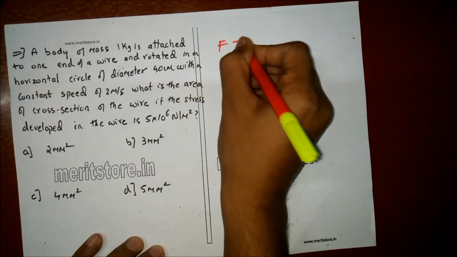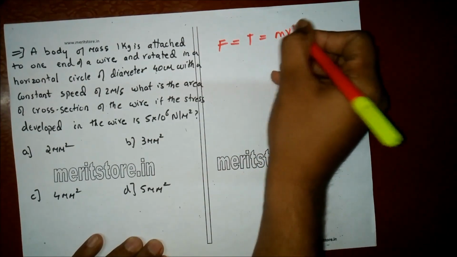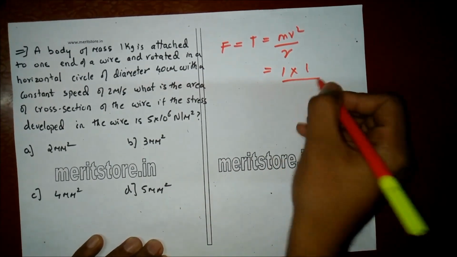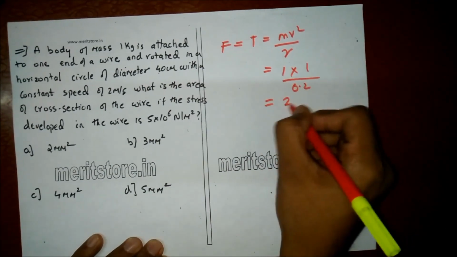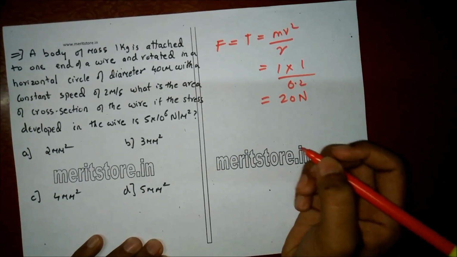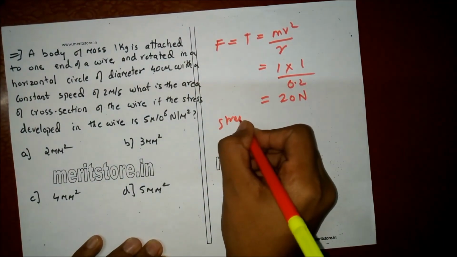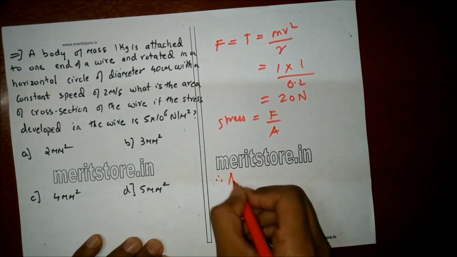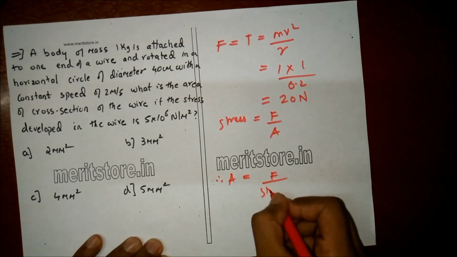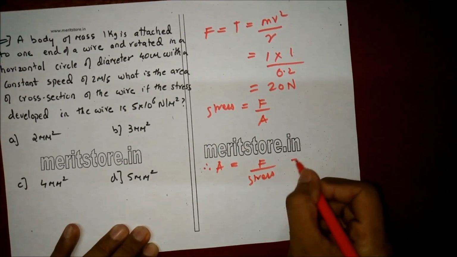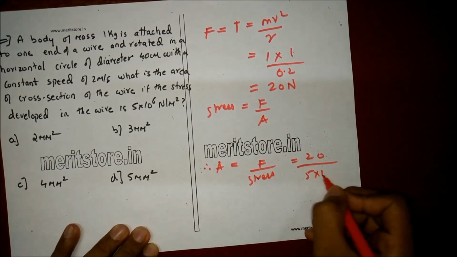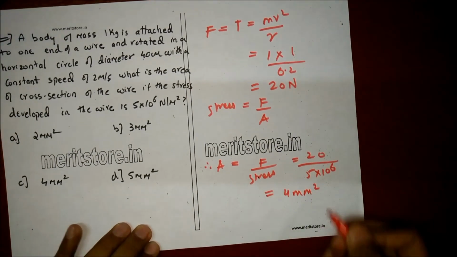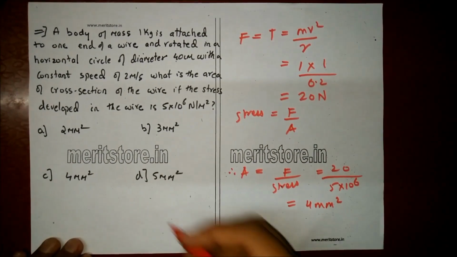Now the force, which is given by the tension, is equal to mv square upon r, which is equal to 1 into 4 upon 0.2, which is equal to 20 newtons. Therefore the force will be 20 newtons. Therefore the stress will be equal to F upon A. Therefore the area of cross section A will be equal to F upon stress, which is equal to 20 upon 5 into 10 raised to 6, which is equal to 4 millimeter square. Therefore here the correct answer will be option C.